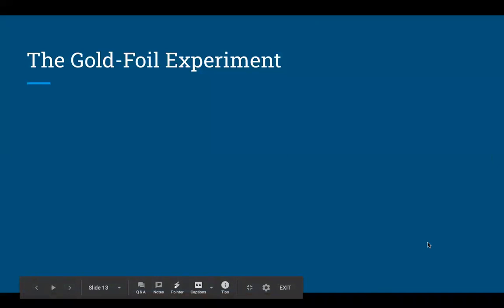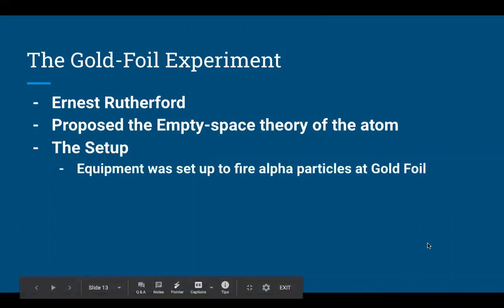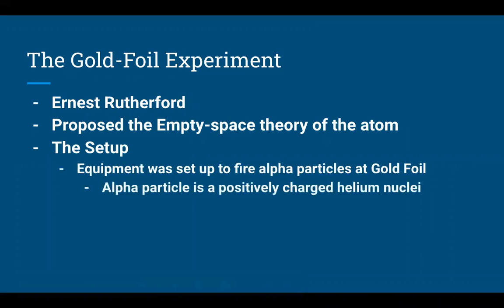The gold foil experiment was the next round of development for our atomic theory. This was performed by Ernest Rutherford, who was a student of J.J. Thomson's. And he is responsible for our empty space theory of the atom. Basically, he set up his equipment so that he had alpha particles, basically a laser. Alpha particles are radioactive particles, and we'll learn about those, but he fired them at a piece of gold foil.